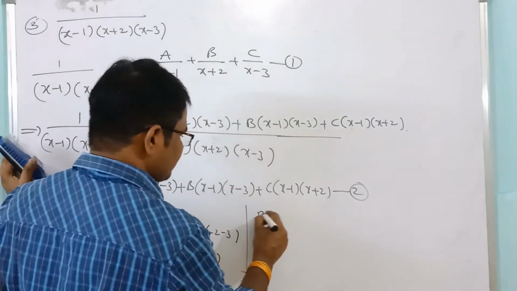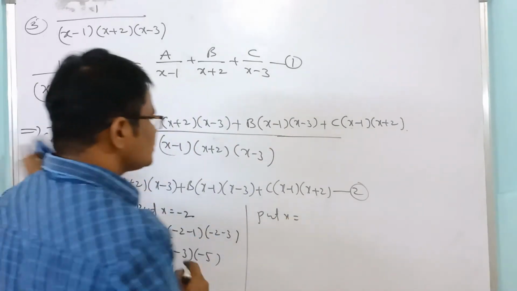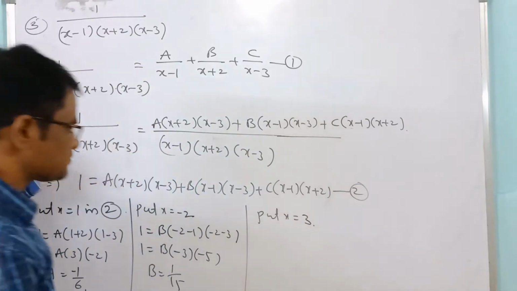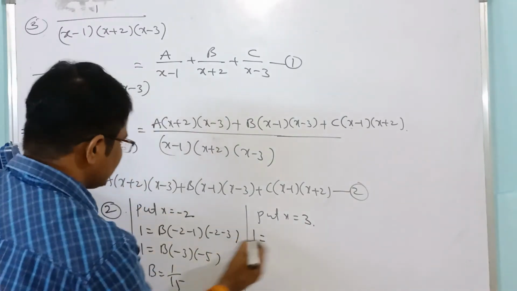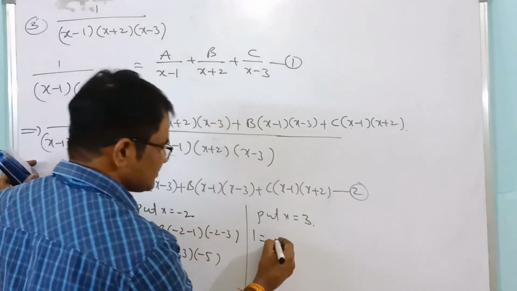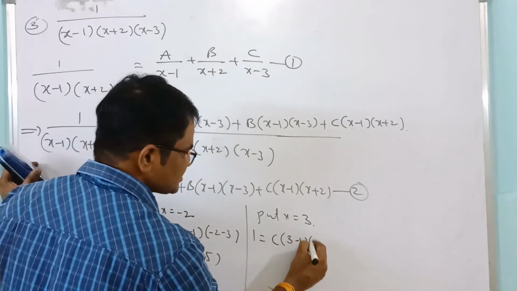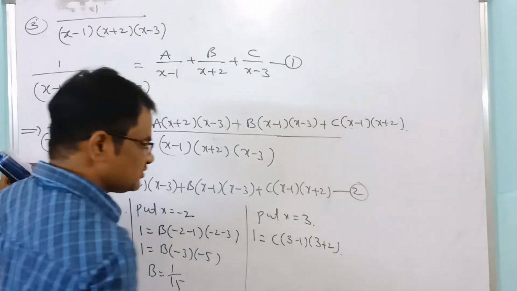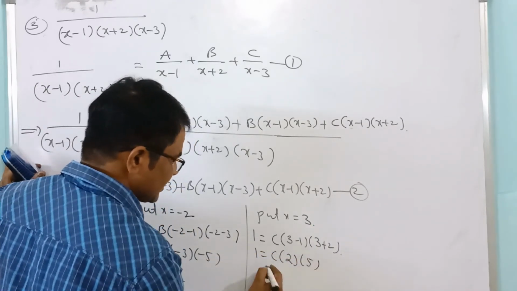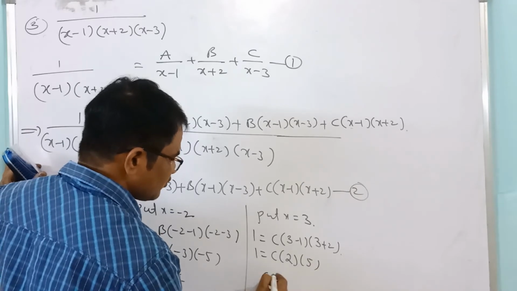Next, put x equal to 3. So how to get this as 0? By substituting x equal to 3. So these are the substitutions. Left side is 1 only. If you substitute x equal to 3, this becomes 0, this becomes 0, this is remaining: C into (3 minus 1)(3 plus 2). 1 equal to C into 2 into 5. So C equal to 1 by 10.